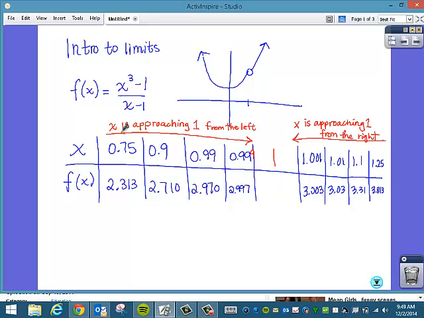If you notice, as x approaches 1 from the left, our y values, 2.3, 2.7, 2.97, 2.997, are getting bigger and bigger, and they are approaching 3. This is getting really, really close to 3. So f of x, or y, either way, is approaching 3.